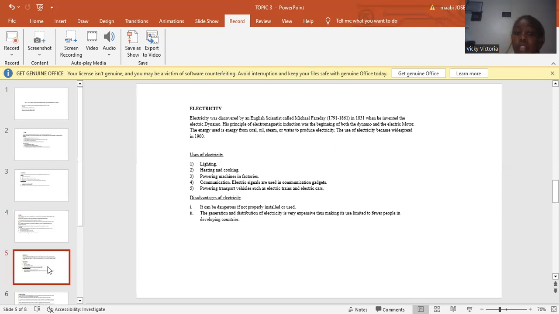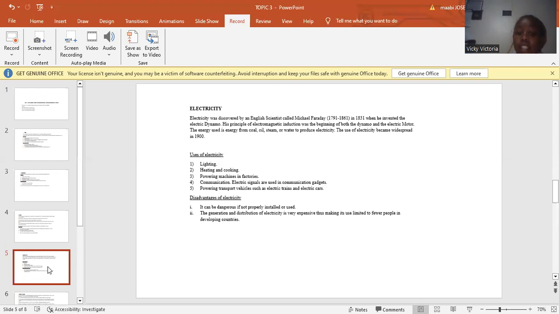The energy used is energy from coal, oil, steam, or water to produce electricity. The use of electricity became widespread in the 1900s. Electricity is used to provide lighting. It is also used for cooking, for communication, powering machines and factories, and powering transport. There are vehicles which use electricity for transport. They do not use oil or solar.